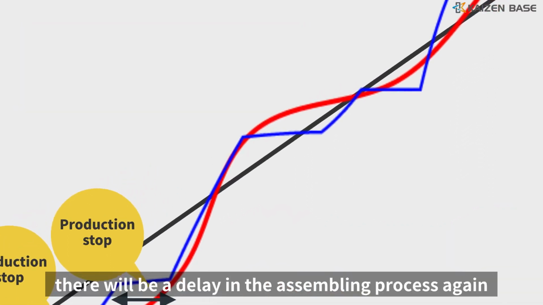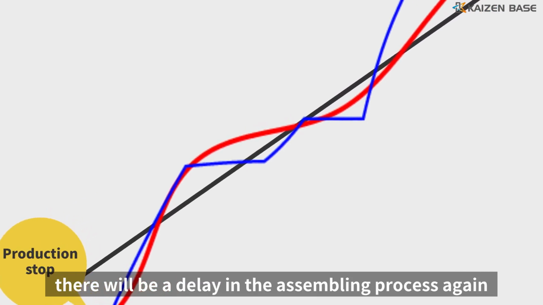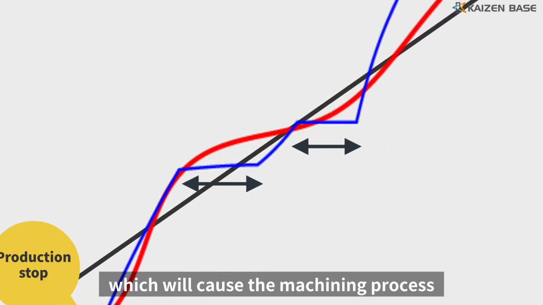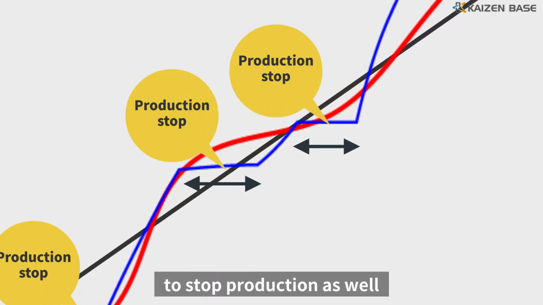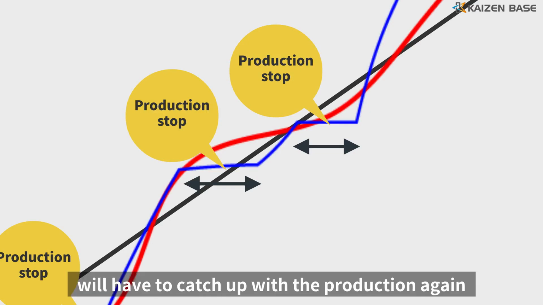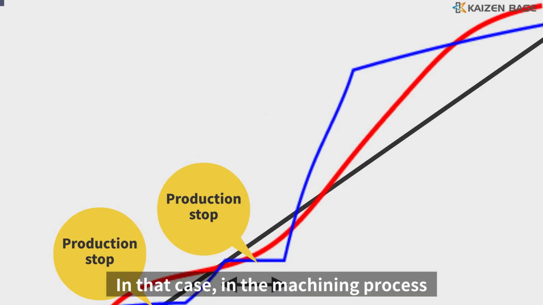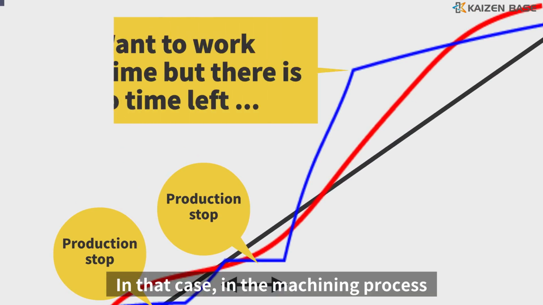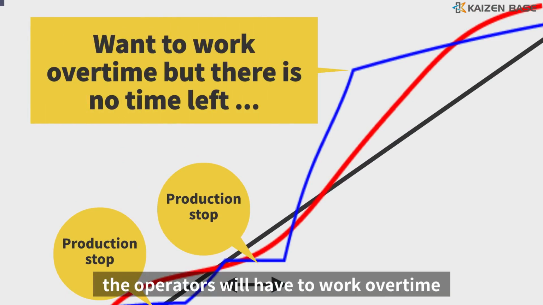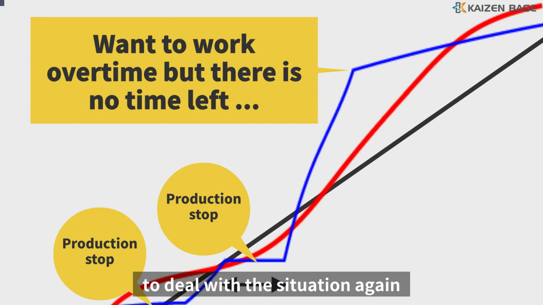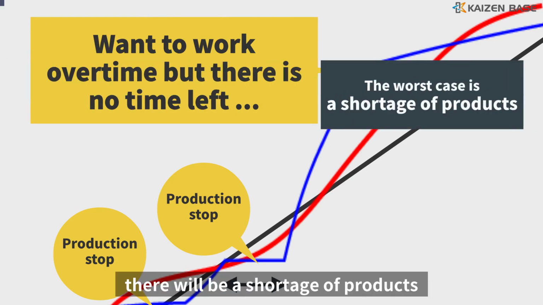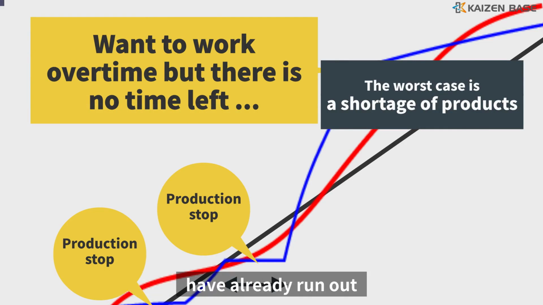After that, there will be a delay in the assembling process again, which will cause the machining process to stop production as well. Then, the assembling process will have to catch up with the production again at the end of the month. In that case, in the machining process, the operators will have to work overtime to deal with the situation again, but still in the worst case, there will be a shortage of products due to the fact that overtime hours have already run out.